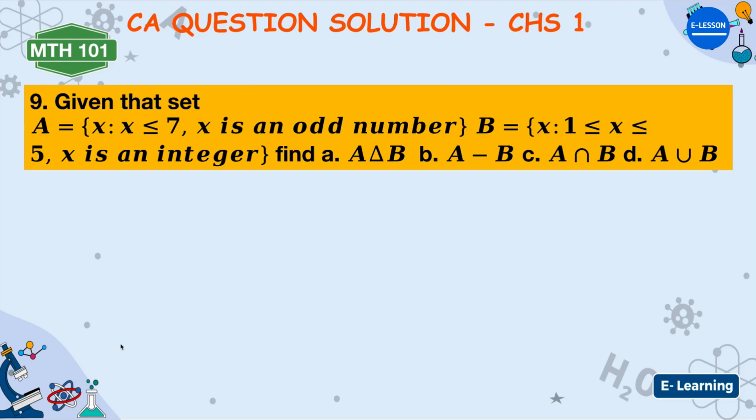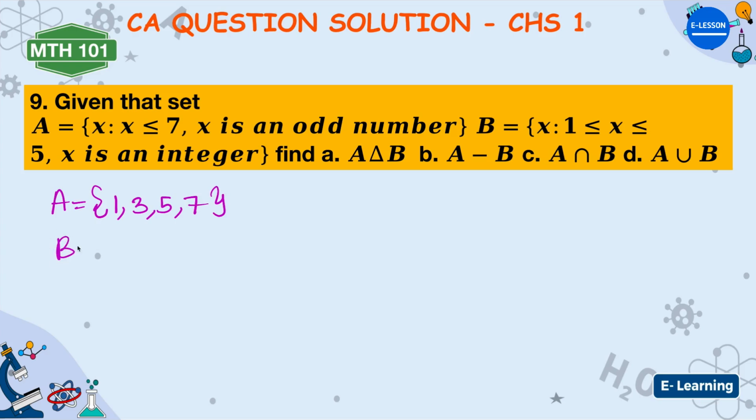Now, we have a question here. Given that set A is equal to x, such that x is less than 7 and x is an odd number, what are the elements of set A? From here, x is less than 7 and x is an odd number. It's less than 7, but it's an odd number, which is 1, 3, 5, and 7. These are odd numbers. Is that okay?